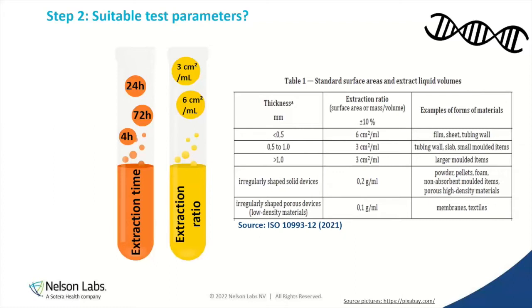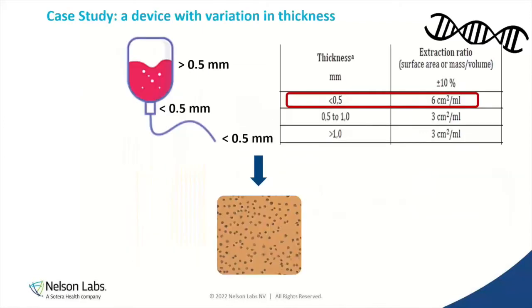So one other condition though, and maybe some of you are already asking that, is, well, what if my device has different thicknesses? Because it's a complex device, with different components. So let's talk about a scenario for that. We had an example of a device which had different thicknesses. This is just a pretend device that we're talking about today, where the IV bag is greater than 0.5 thickness, but the rest of the components are less than 0.5 millimeters.